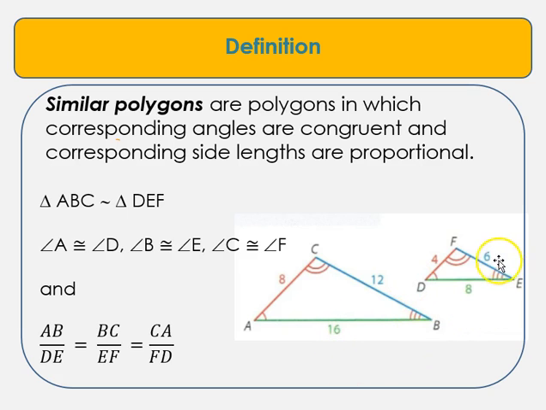However, if you take a quick look here, they are in proportion. 16 divided by 2 is 8, 12 divided by 2 is 6, and 8 divided by 2 is 4. Or we can say that AB is to DE as BC is to EF and CA is to FD. And these are the things that have to happen for two polygons to be similar.